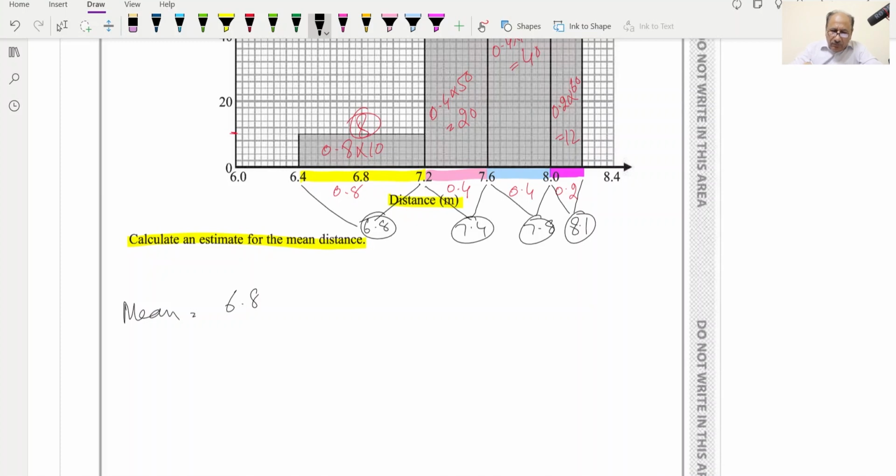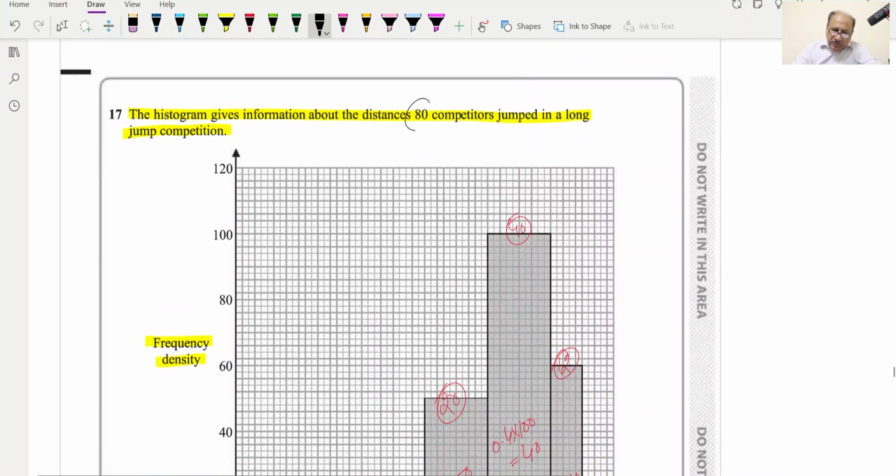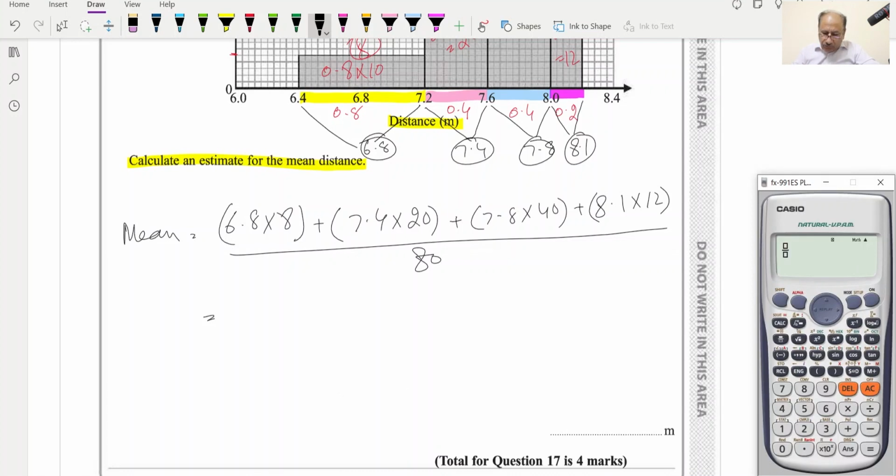We will be multiplying this 6.8 with the column height we calculated, which is 8, so into 8 in brackets, plus next is 7.4 multiplied by 20, and plus 7.8 multiplied by 40, and plus 8.1 multiplied by 12 in brackets, and divided by the total number of people, which is provided as 80 competitors. So this will be divided by 80, and we have to calculate this carefully, as any small calculation error will create a problem.